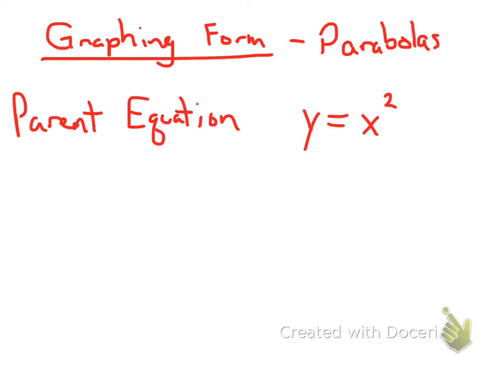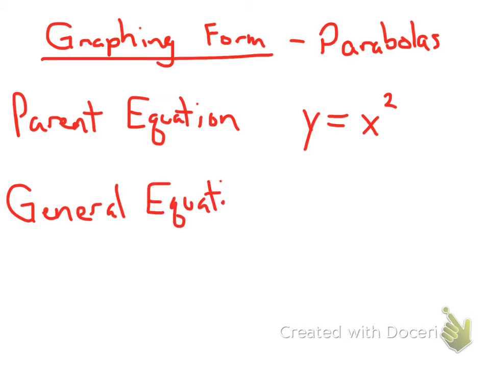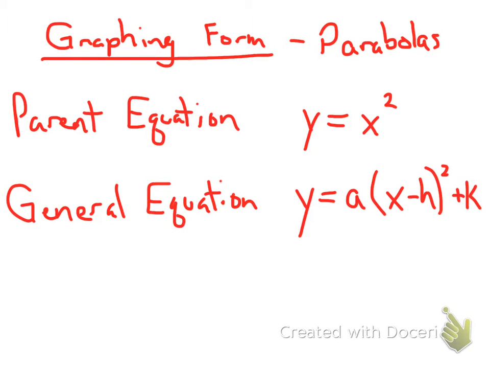Now if we look at the general equation for a parabola, it is y equals a times the quantity x minus h squared plus k. We can graph any parabola with this equation. Now there's a few things to take a look at here. First of all, we have an h value, which is our horizontal shift. K value is our vertical shift. And the a value can tell us our vertical stretch or compression. It also will let us know whether the parabola opens up or down based off if a is positive or negative.